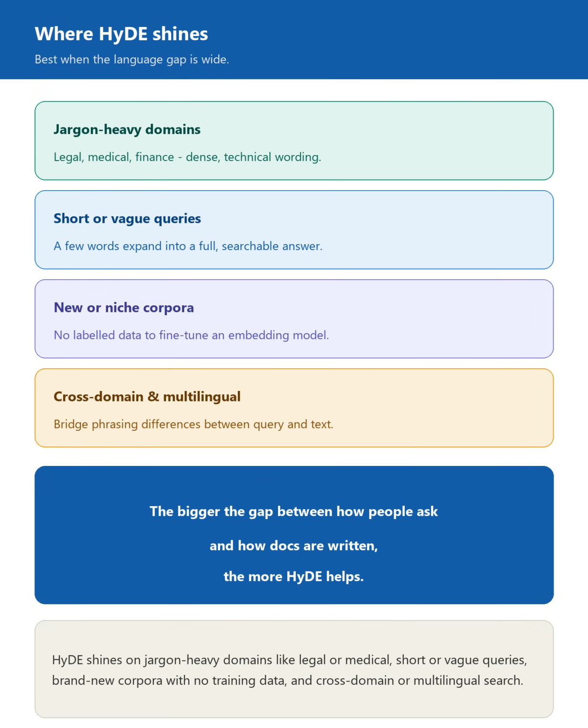Where does HyDE shine? Domains full of jargon, like legal, medical, or finance. Short or vague user queries. Cross-domain search. And brand new collections where you have no labeled data to fine-tune an embedding model.